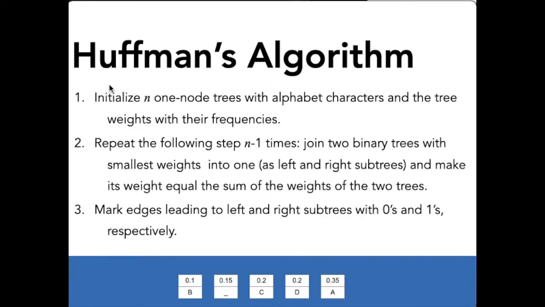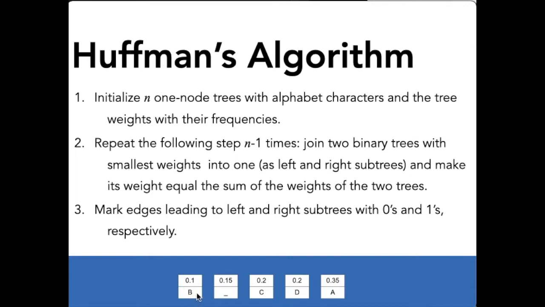So the way we do it for the Huffman's algorithm is, number one, to initialize n one-node trees with alphabet characters and the tree weights with their frequency. So kumbaga parang you can represent each symbol as a node with their corresponding frequency.